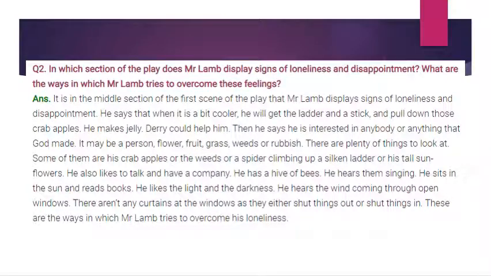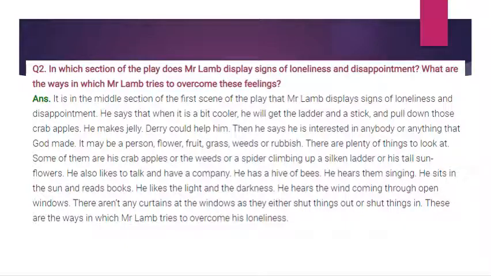Now let us discuss question number 2. In which section of the play does Mr. Lamb display signs of loneliness and disappointment? He appears to be very optimistic, really very hopeful, really very happy. And we can see in the play there are actually some incidents where he displays signs of loneliness and disappointment.